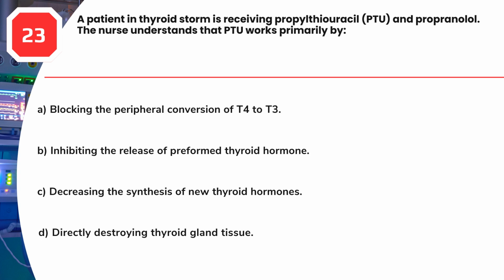Question 23. A patient in thyroid storm is receiving propylthiouracil, PTU, and propranolol. The nurse understands that PTU works primarily by: A. Blocking the peripheral conversion of T4 to T3. B. Inhibiting the release of preformed thyroid hormone. C. Decreasing the synthesis of new thyroid hormones. D. Directly destroying thyroid gland tissue.